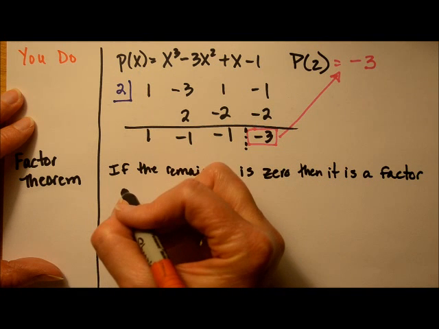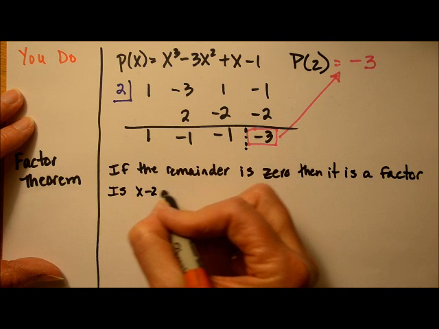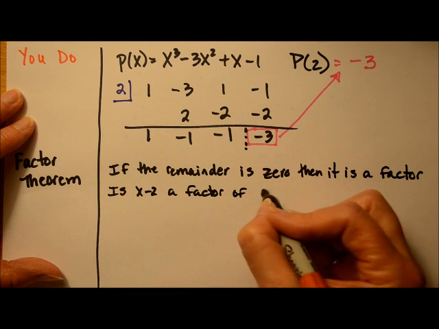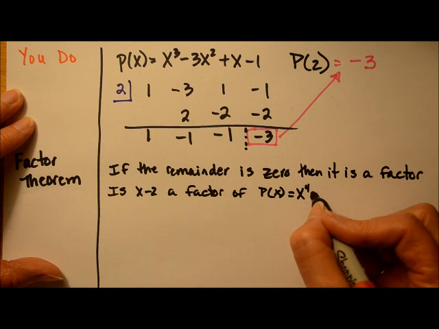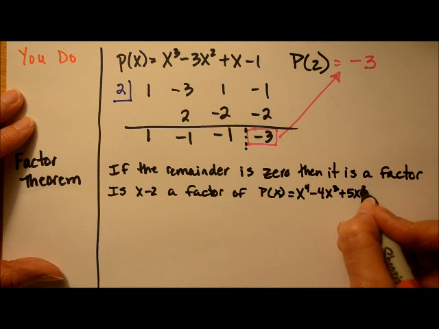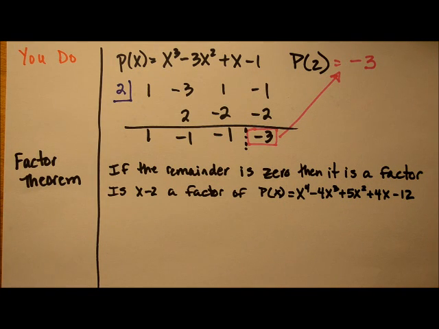Pretty dang simple, right? So the question then becomes, is x minus 2 a factor of p of x equals x to the fourth minus 4x cubed plus 5x squared plus 4x minus 12. If the remainder is 0, then it's a factor, and I'll show you what that means. If the remainder isn't 0, then it's not a factor. So all you're doing is looking for the remainder. Once you find the remainder, you can answer the question.